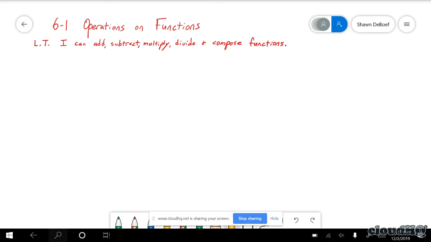Okay, so today we're going to look at section 6.1. We are doing operations on functions. You can see our learning target there. We're going to add, subtract, multiply, and divide functions. And then the new operation today is the composition of functions. So we will be able to add, subtract, multiply, divide, and compose functions.